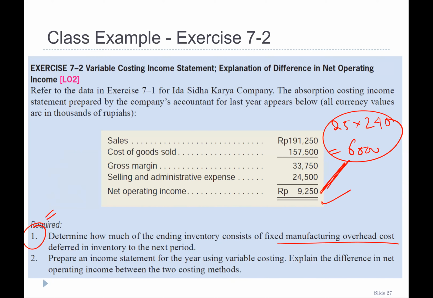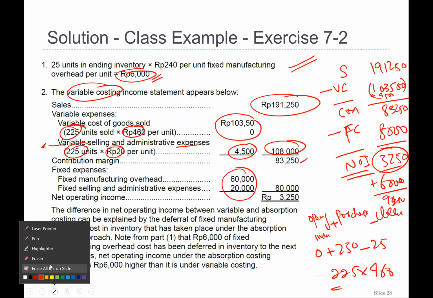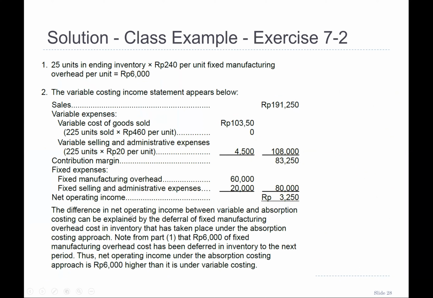Costing profit is the ending inventory fixed manufacturing overhead. That's it, right? It's better if I remove all this here and you can compare right now. Any questions regarding this example? 7.2.